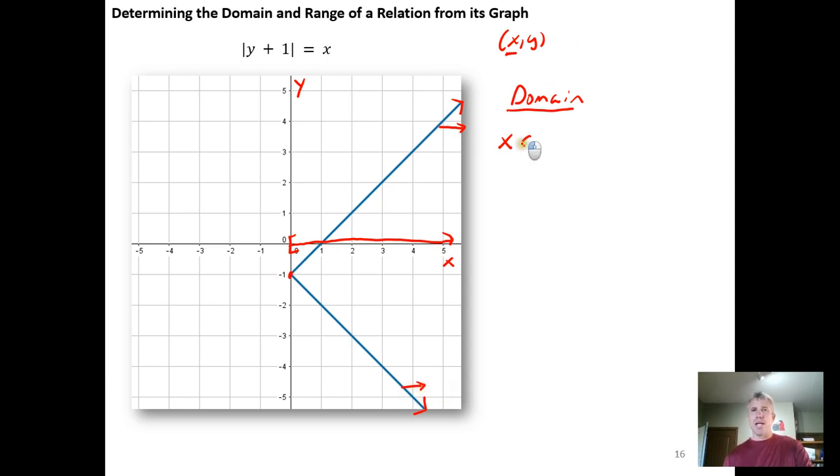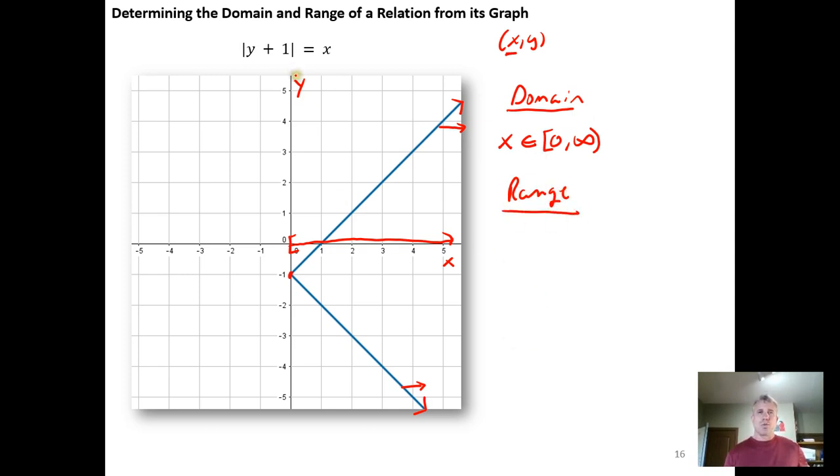So in this case we would say x is an element. We're allowed to plug 0 into this relation. So x starts at 0 and runs to infinity, and it's open at infinity because x can never get to infinity. Infinity is a concept, it's not a number. You can't get there. You can try.